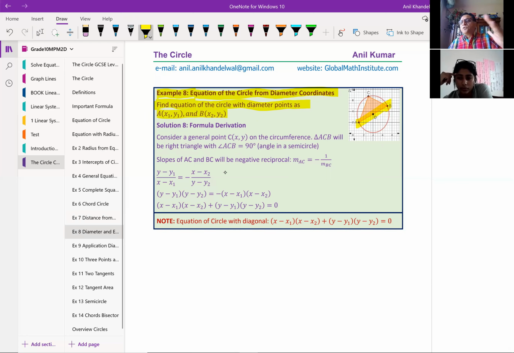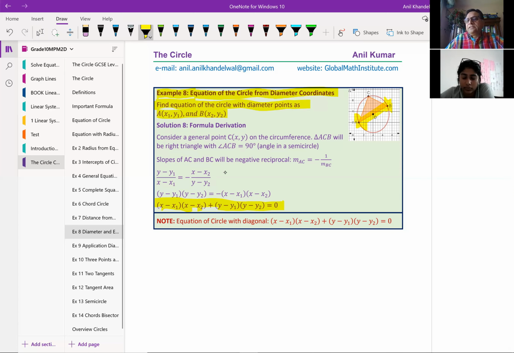Just as with the last formula, you should remember that the formula which you are going to derive is so simple. The formula is x minus x1 times x minus x2, since we are dealing with 2 points A and B, plus y minus y1 times y minus y2 equals 0. Simplest formula for a circle given 2 points which form the diameter.